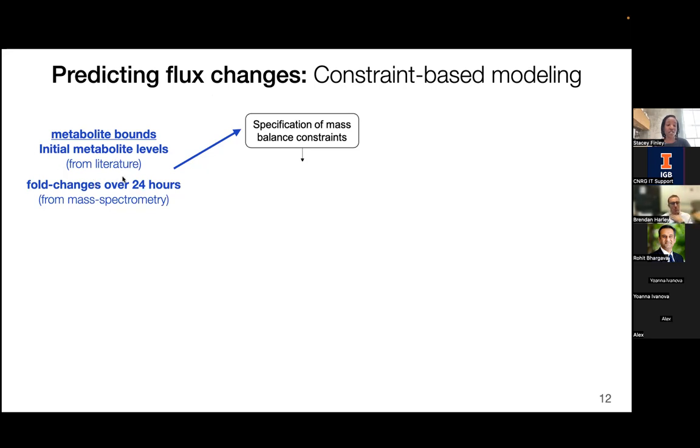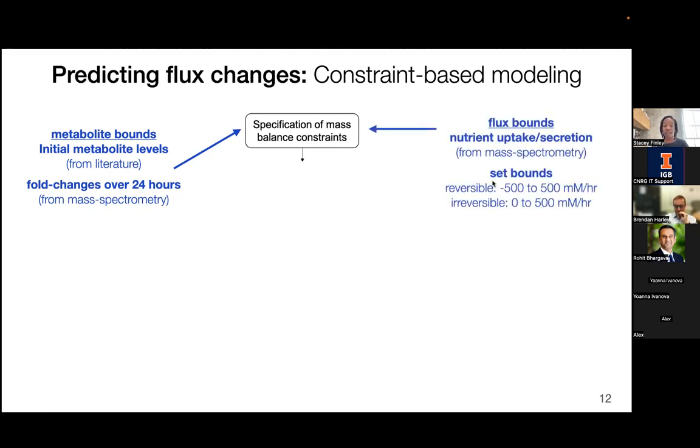So we take the initial metabolite levels from the literature, we take our measurements from mass spectrometry-based metabolomics that tell us the fold changes of those metabolites over 24 hours. These provide some constraints on the mass balances within those reaction networks. We also have to specify some bounds about how much flux could go through the reactions.